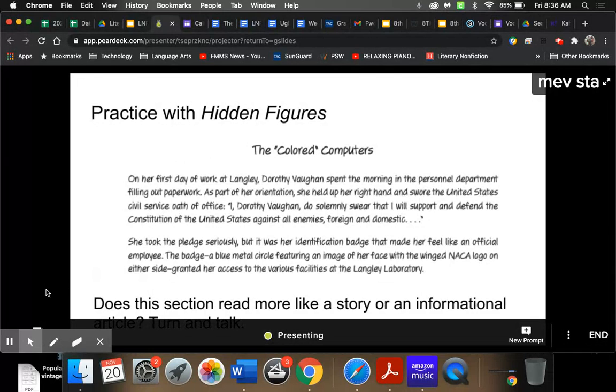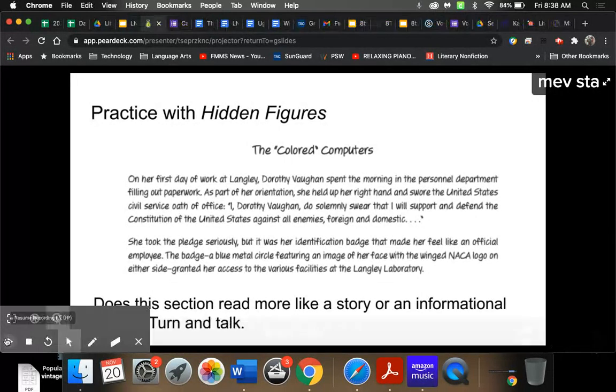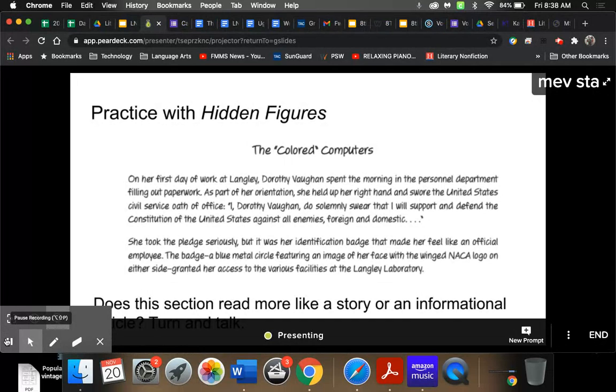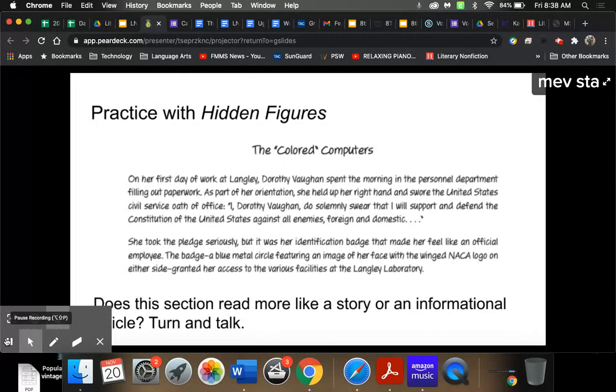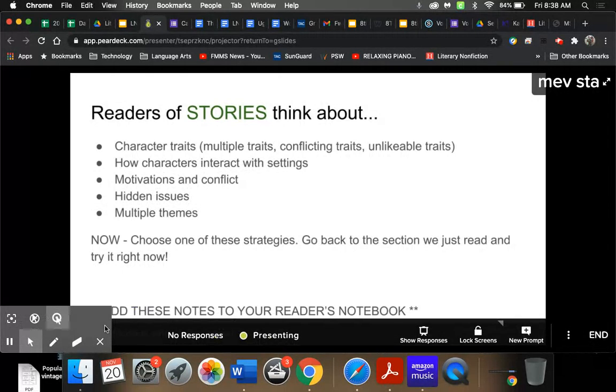All right, turn and talk to someone around you. Does this feel more informational or like a story? All right, so you guys said that some of you felt like it was a story and some of you felt like we saw both parts from this. So you see the facts, but you also see the character going through this. So that's great.